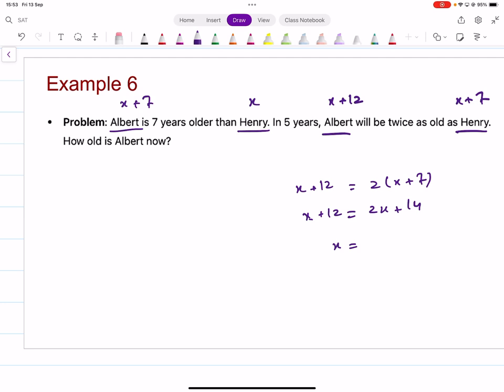Have we done something wrong? Okay, I'm sorry, X plus 5, not X plus 7. X plus 5, and this is 2X plus 10, and X equals 2. This is Henry's current age. What about Albert then? X plus 7, that's 9. So 9 is the final result. Is that okay?